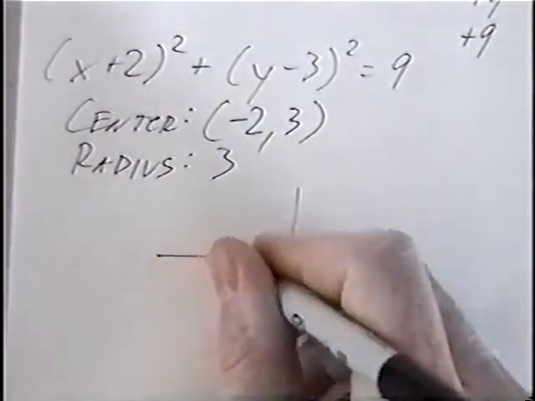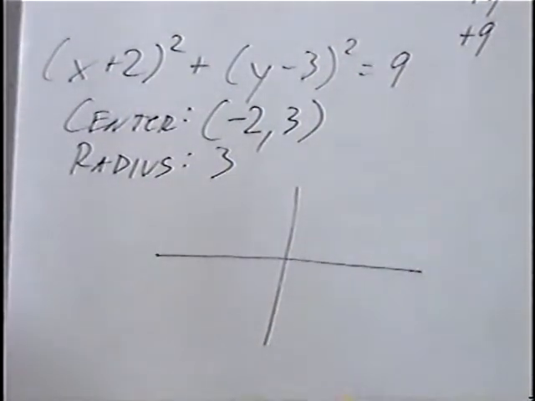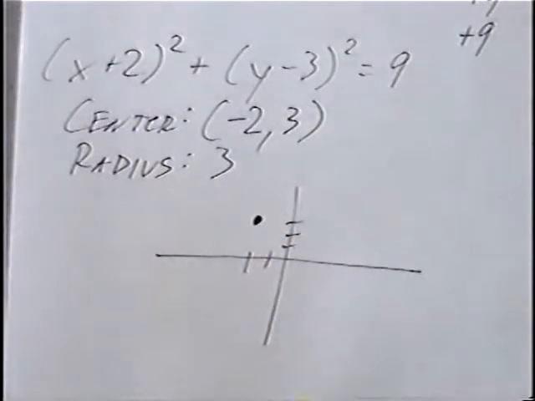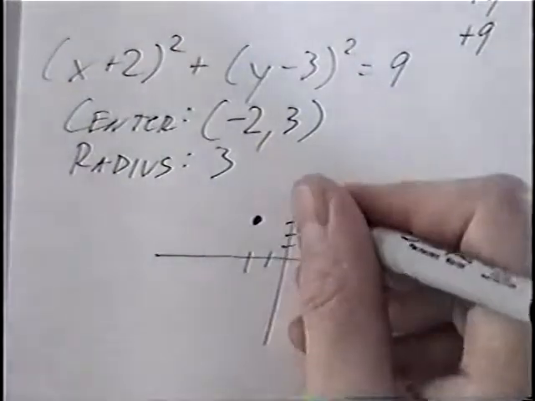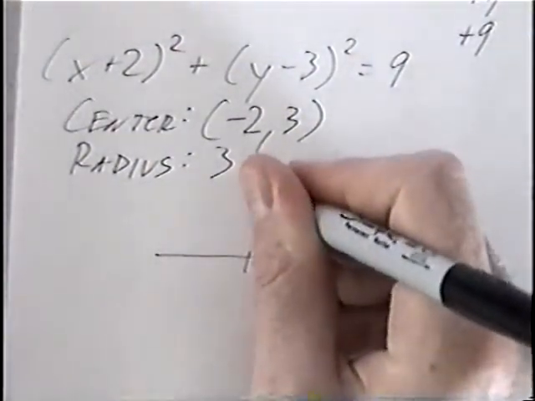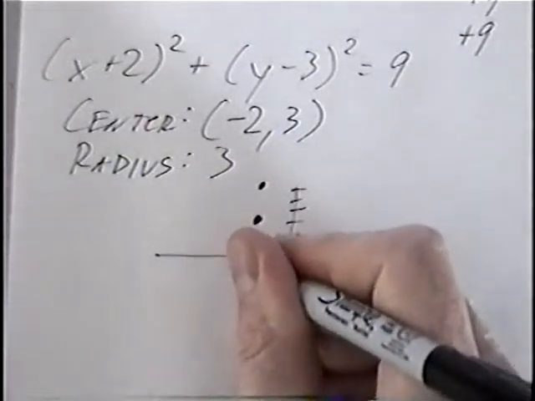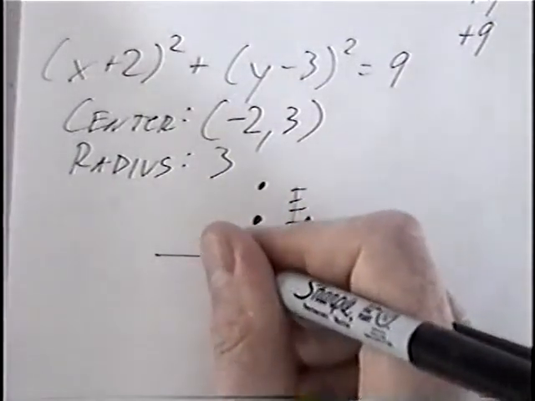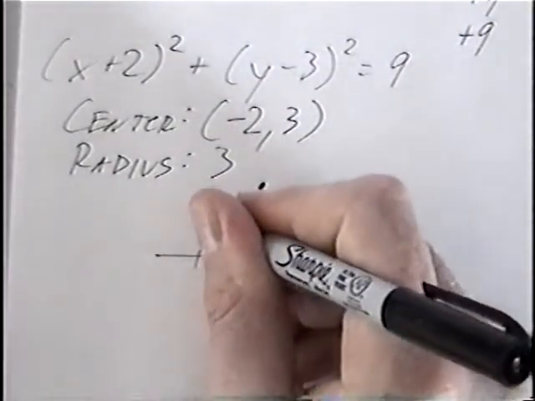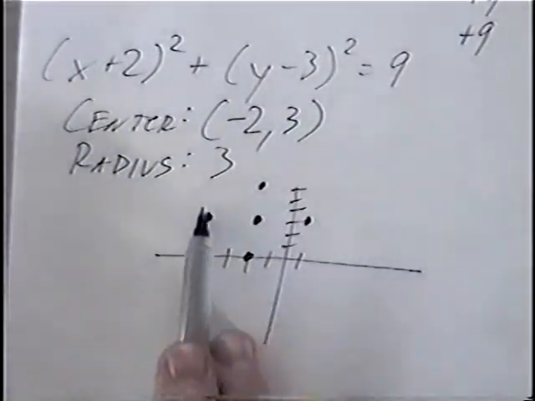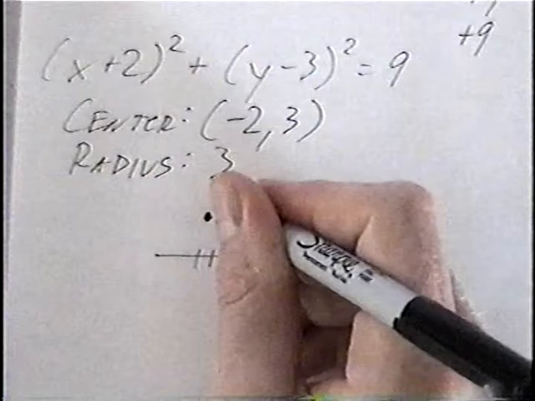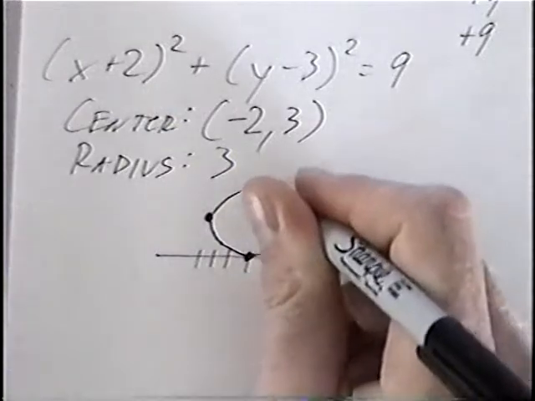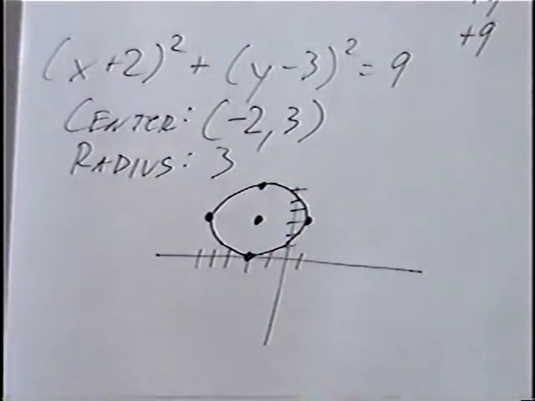Graphing the circle, we can draw the xy axis. The center would be at negative 2, positive 3. And we'll go 3 units in each direction. So 3 units up, 3 units down, 3 units to the right, and 3 units to the left. Connecting all 4 points to make a circle shape. And that will be the graph for the circle.